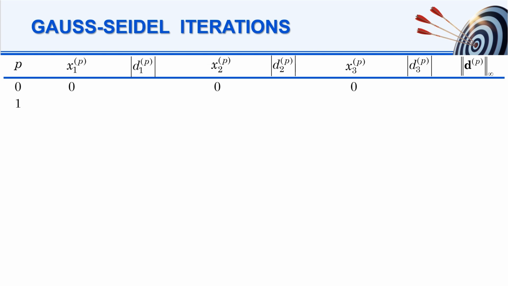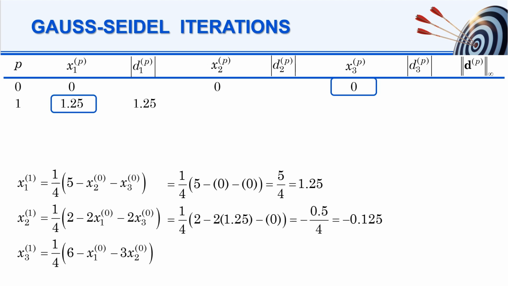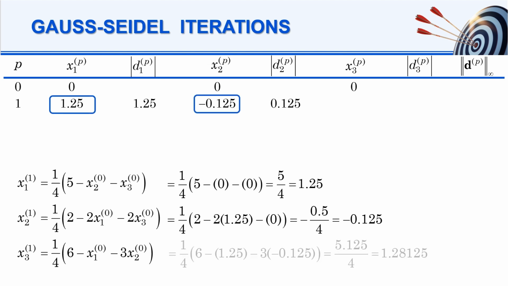For p equals 0, the iteration equations are as follows. Using the first equation for x1, which uses prior estimates of x2 and x3, yields 1.25. The second iteration equation for x2, using the current estimate of x1 and prior estimate of x3, gives minus 0.125. And the third equation, using the current estimates of x1 and x2, yields 1.28125 for x3, which is also the displacement.